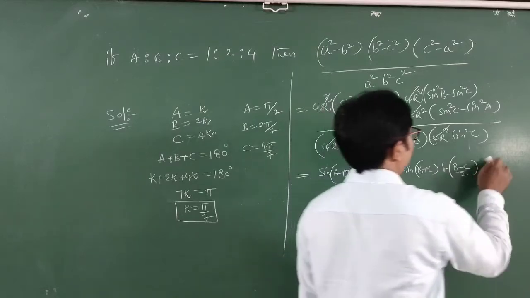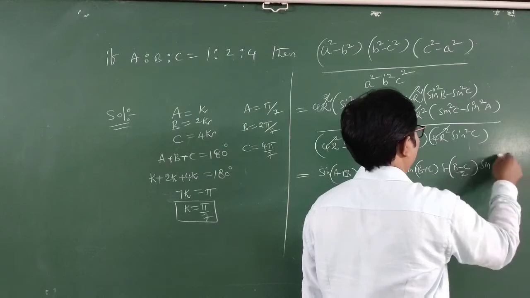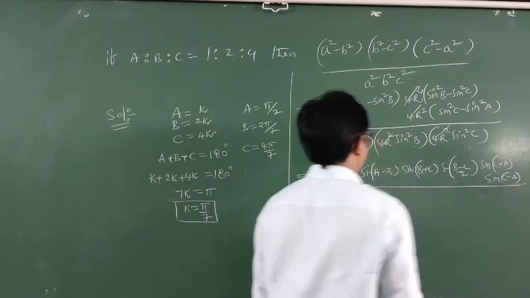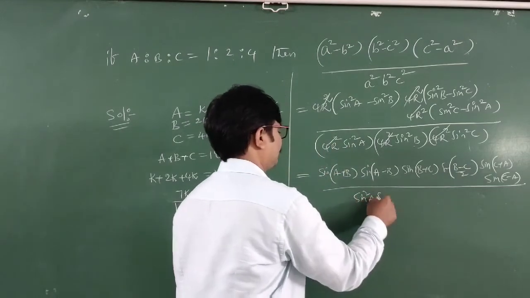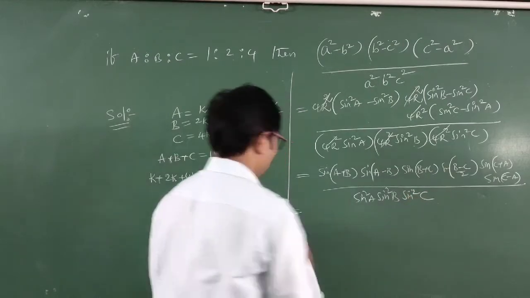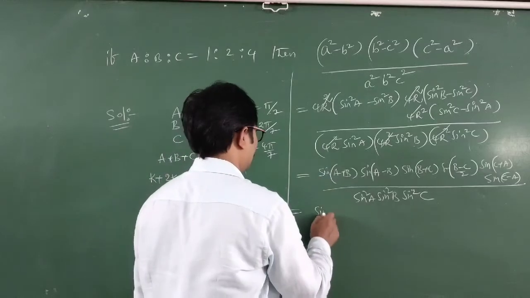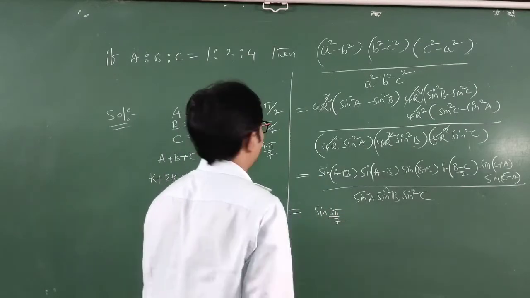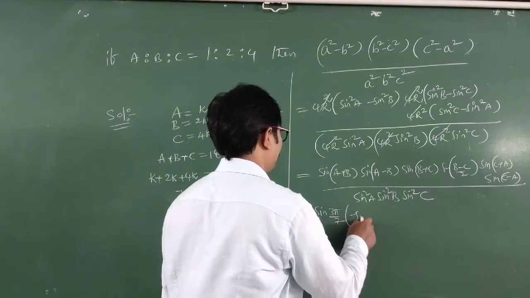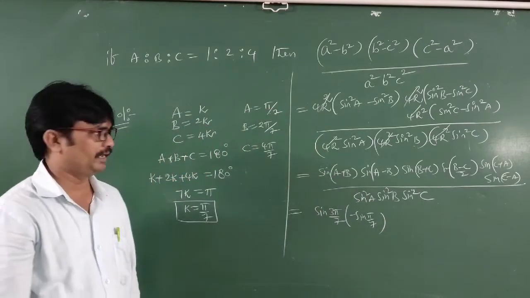What is the last one students? The sin(C plus A) into sin(C minus A) upon sin² A, sin² B, sin² C. My dear students, what is A plus B? A plus B is 3 pi by 7, so sin of 3 pi by 7. So A minus B is minus of pi by 7, so sin of minus pi by 7. Is it clear students?